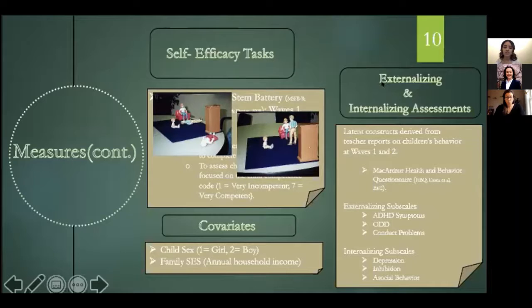To assess children's internalizing and externalizing behaviors, we used teacher reports on children's behaviors. Externalizing behaviors were derived from 3 subscales, which were ADHD, ODD, and conduct problems. Internalizing behaviors were also derived from 3 subscales, which were depression, inhibition, and asocial behavior. We also had 2 covariates, child sex and family annual household income.